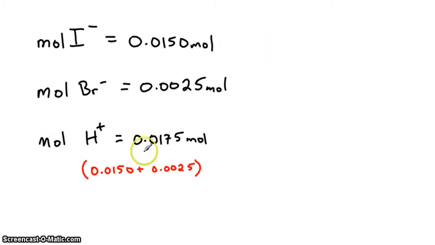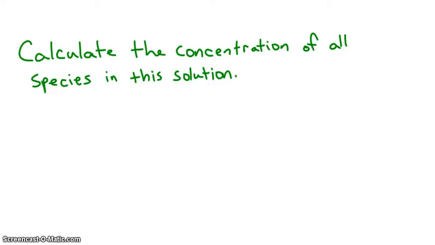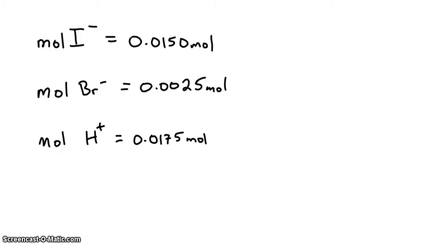For the moles of H plus, we had to combine the hydrogen ion amounts from both solutions to get a total hydrogen ion molar amount of 0.0175 moles. The problem is asking us to calculate the concentration of all the species in the solution. We know the amount of moles of each ion. To determine the concentration, we need the volume of the solution that all of these ions are in.